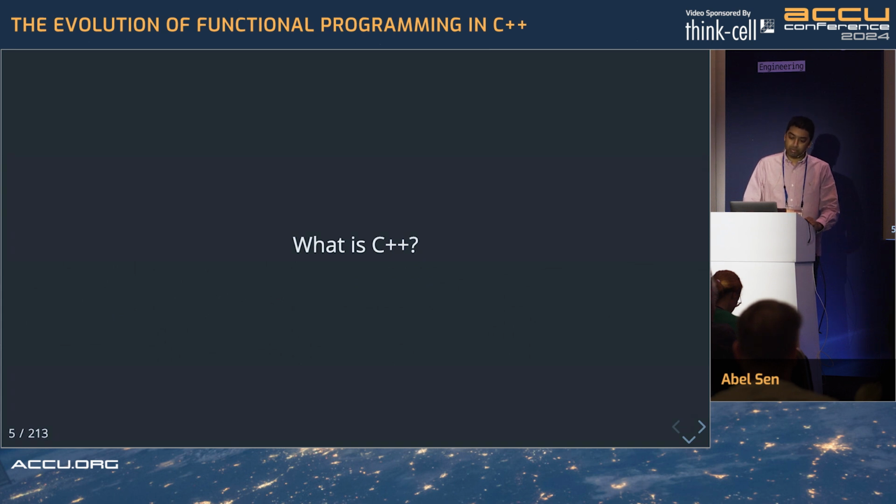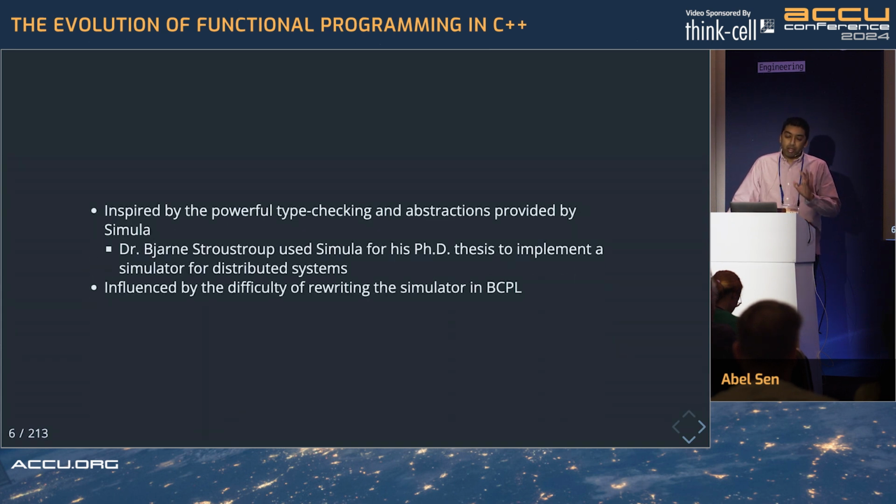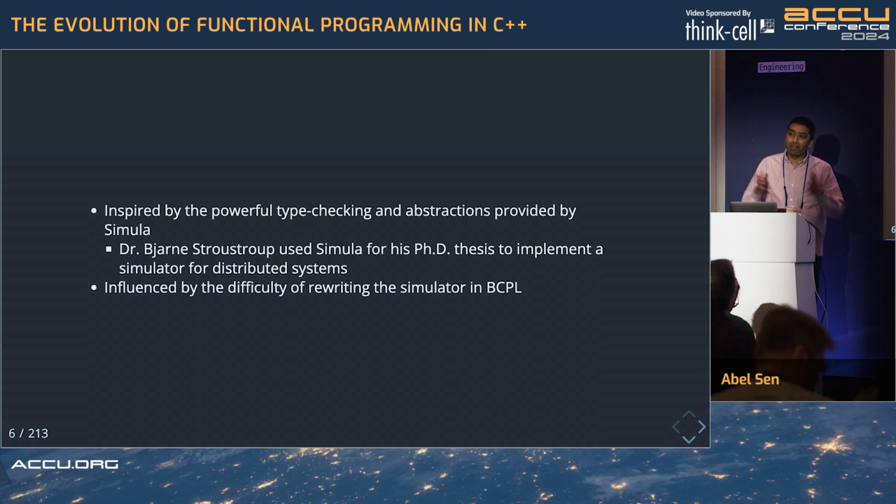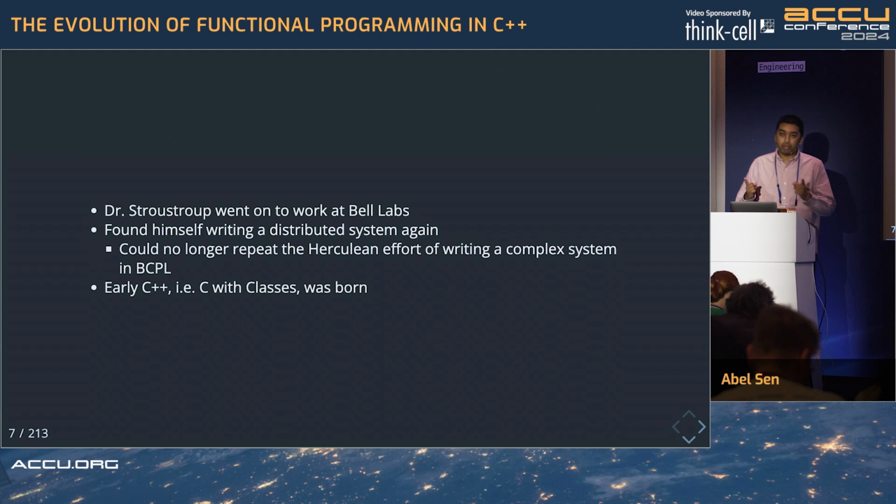So what is C++? You may not know this, but C++ was actually inspired by another language called Simula, which had very powerful type checking and abstractions like coroutines. It was actually used by Dr. Bjarne Stroustrup in his work for his PhD thesis for implementing a simulator for distributed systems. It was very nice to use, however, it was too inefficient for him to run on a shared mainframe-like machine that he had to share with other university students at the time, and that caused him to have to rewrite the entire project into BCPL, which is a very low-level language, and that sort of started the gears rolling.